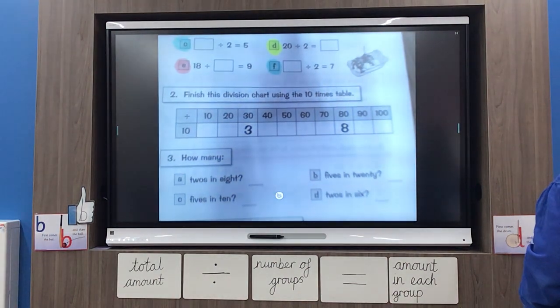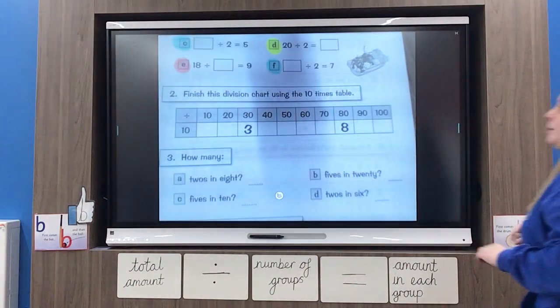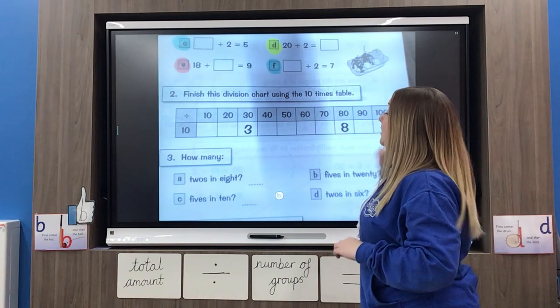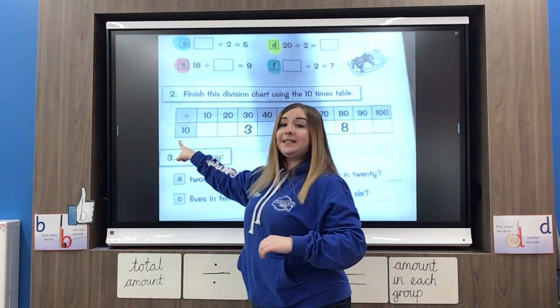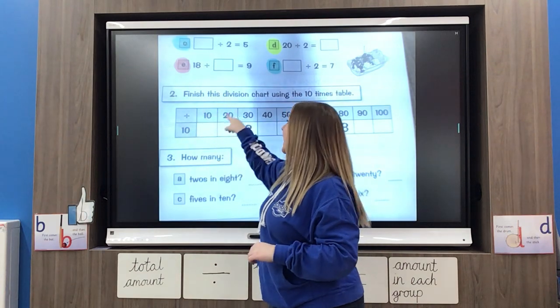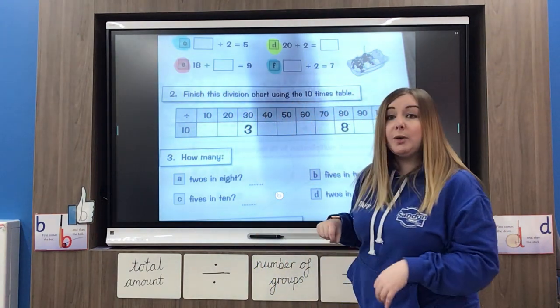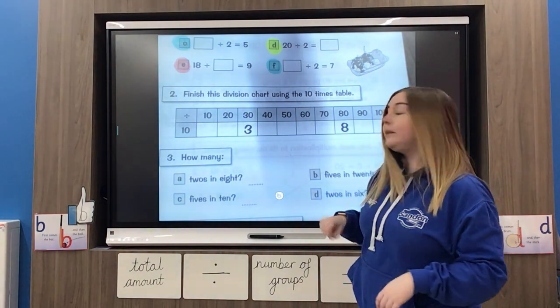Okay, just see if we can make it a little bit clearer. There we go. So this time you're going to be using your 10 times tables. And you're going to be counting in 10s until you get to the number across the top. Okay? And then it also helps you with question number 3 as well.